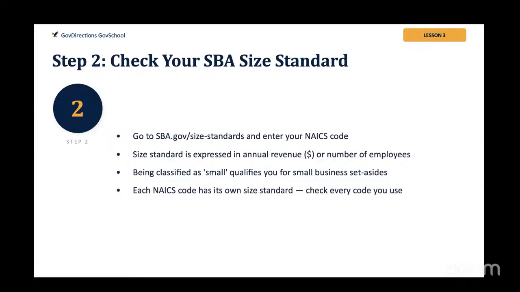Because being classified as small then sends a signal to the contracting officers that you are eligible for a small business set aside. And that's very helpful. That's the first place they check. And believe me, they check when they go in there. But you want to make sure you mention that on your capability statement after you get that approval. Each NAICS code has its own size standard, so they're different. Check every code you use. Okay, so it's important that you do that.